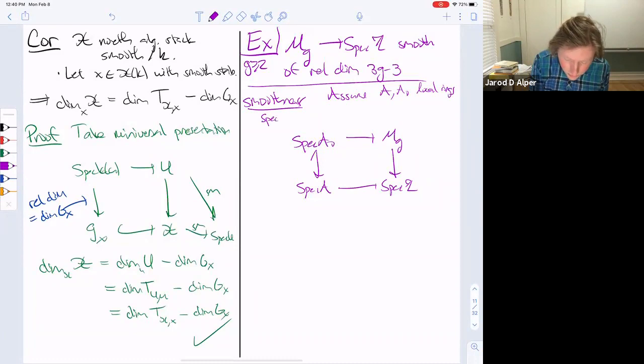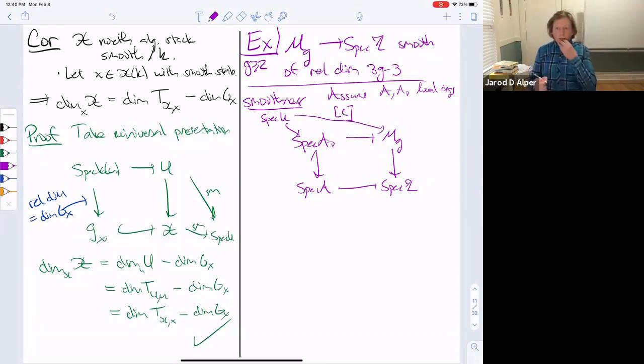Since they're local, I can restrict to the residue field. And so I get a field-valued point of M_G, let's call that C, defined over that field K. And you can even assume that the kernel of this surjection is K. Otherwise, you could factor it as a bunch of these. So this is what you call a small extension of Artinian rings.